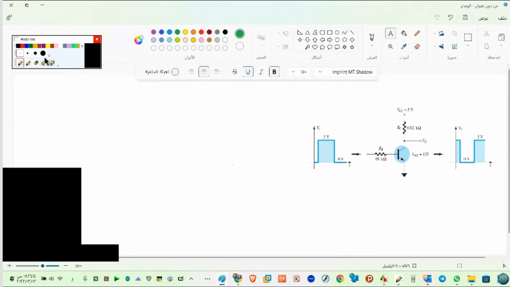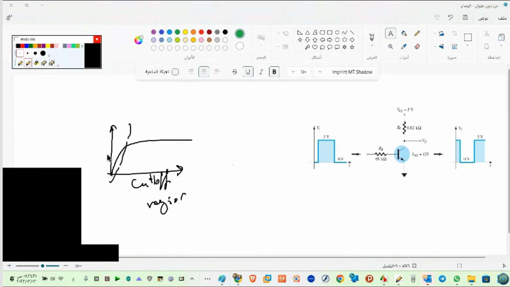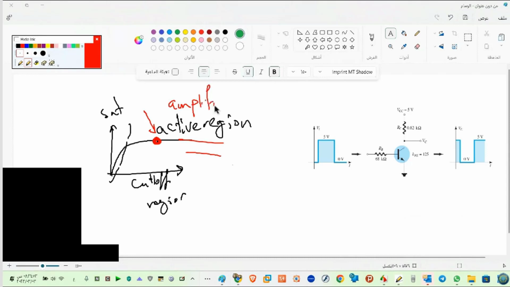In a transistor, if you remember, we have three regions: cut-off region, saturation region, and active region. When we studied the transistor models, bias, self-bias and the voltage divider, I told you we cannot use this region, the active or linear region, for an amplifier.